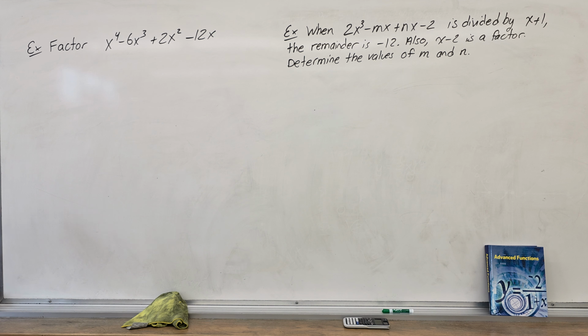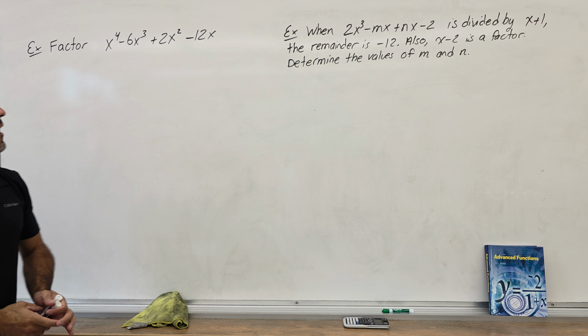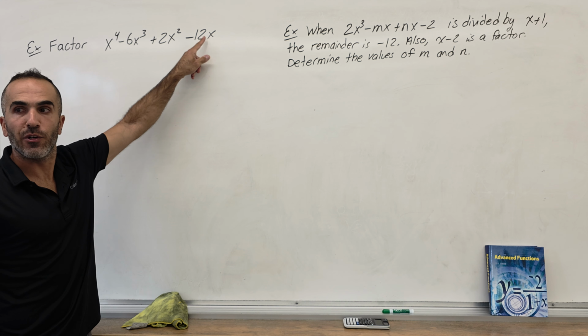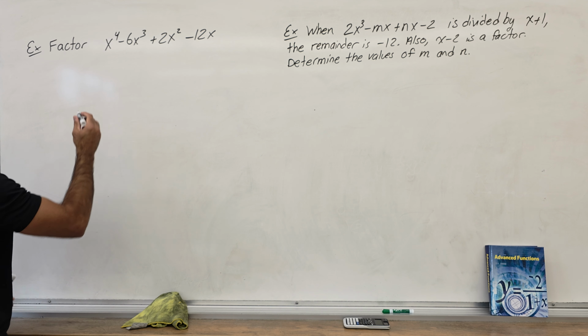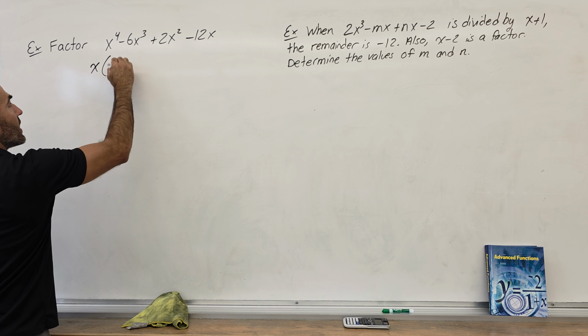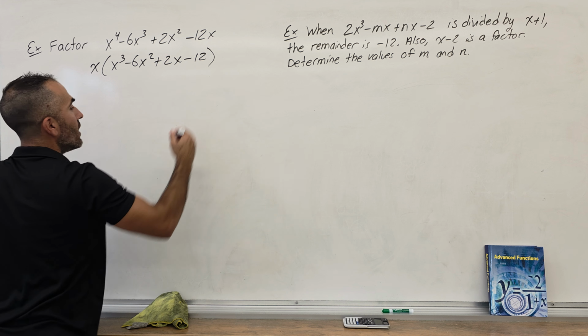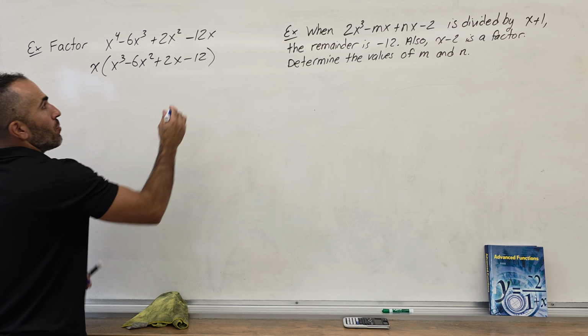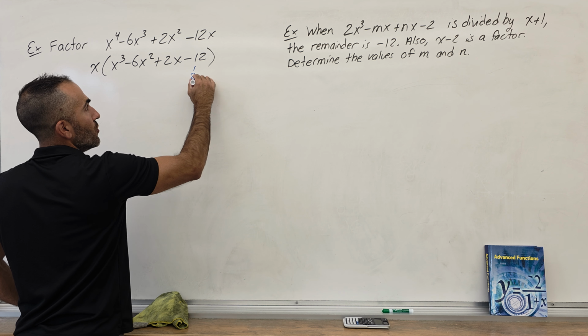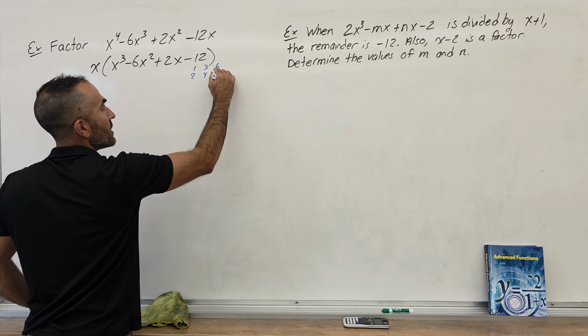Okay, next two questions. We're just going to factor another order 4. Again, I have a common factor here, which is an x, so I'm going to take that x out. I'm going to factor out an x. I'm going to get x^3 minus 6x^2 plus 2x minus 12. Now I'm going to plug in 1, -1, 2, 3, 4, 6, 12.